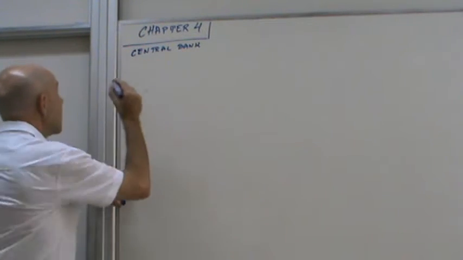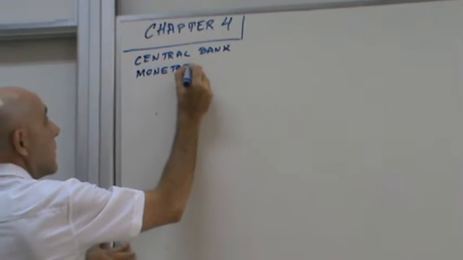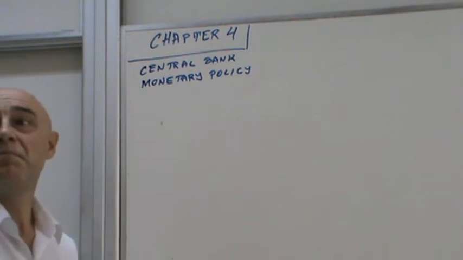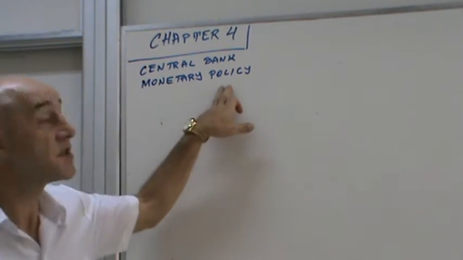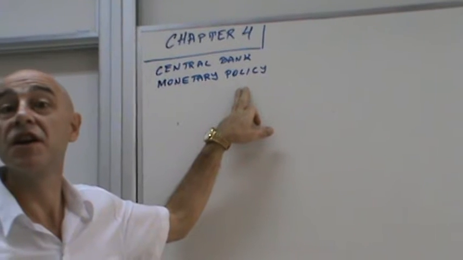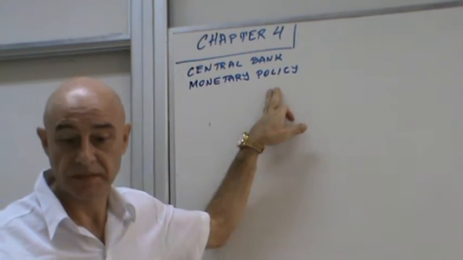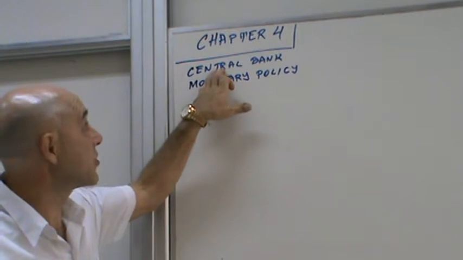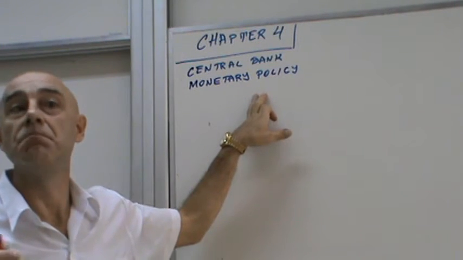Next piece is monetary policy. Monetary policy is the economic policy of controlling money supply. In other words, the central bank is responsible for the control of money supply.